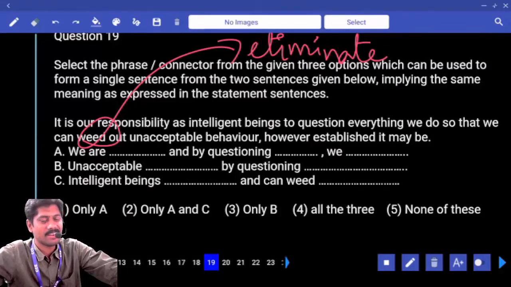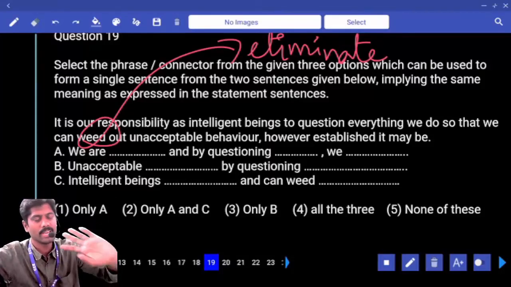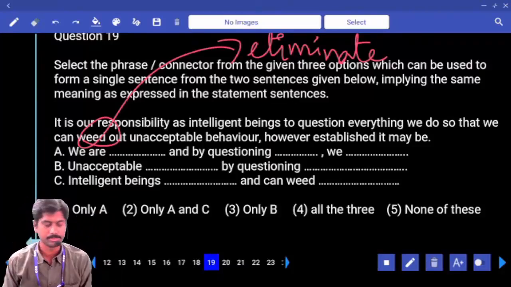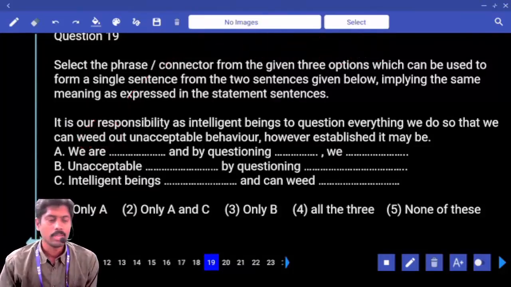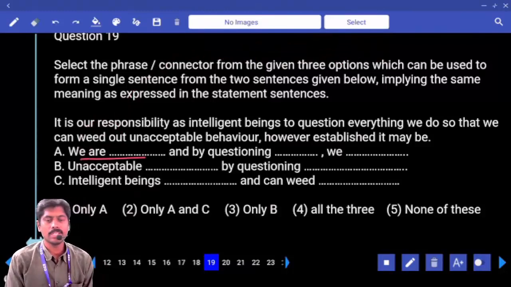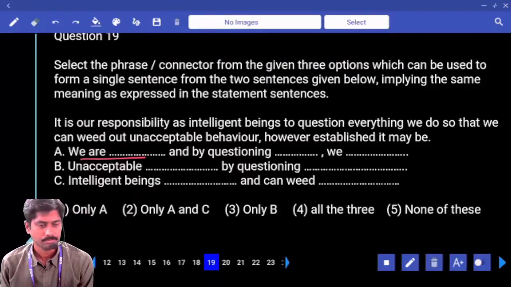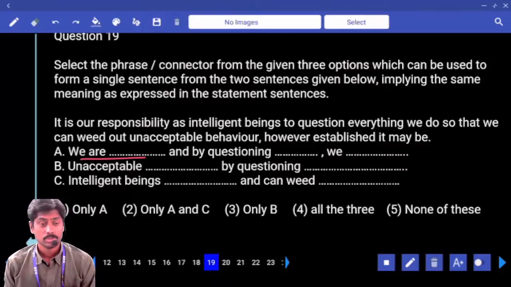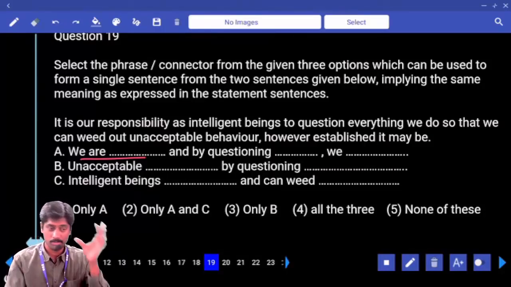So, it is our responsibility to question everything. Why? If we question, we'll get clarity. When we get clarity, we will eliminate wrong things. We will eliminate unacceptable behavior. So, okay, A: we are intelligent beings, and by questioning everything we do, we can weed out unacceptable behavior, however established it may be.